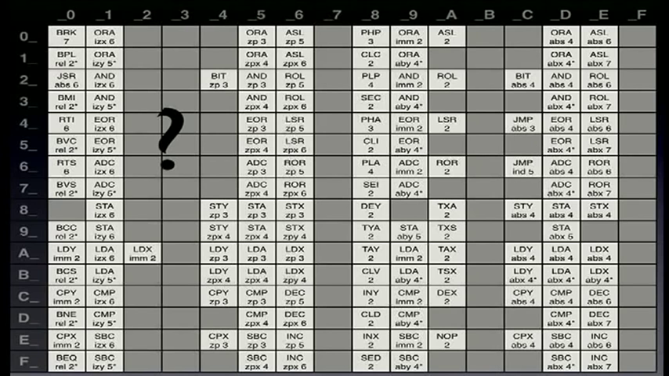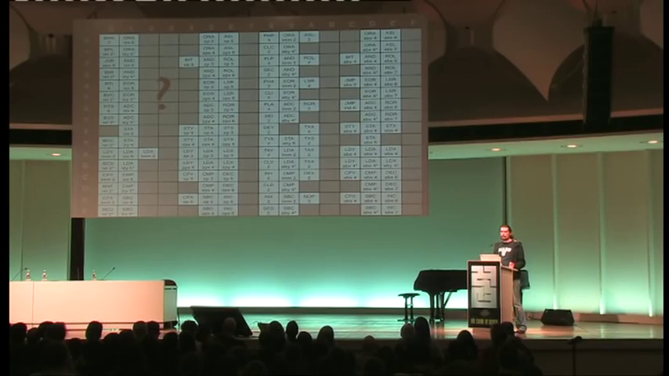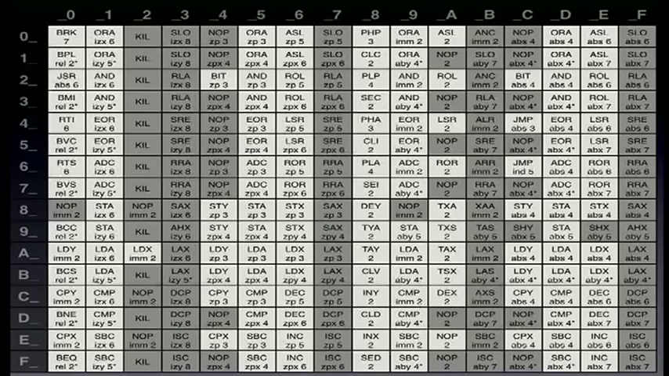This is the one thing that so many people have looked into. What happens if we use all these other opcodes? What if we just put a 2 into the instruction stream? What happens to the CPU? Does it crash? Does it do nothing? Does it do something useful, useless? The answer is all of the above, depending on what you use.